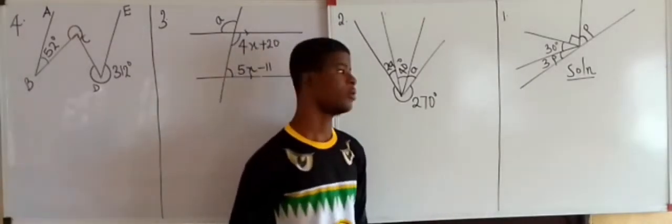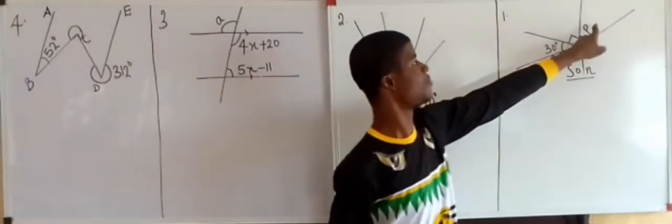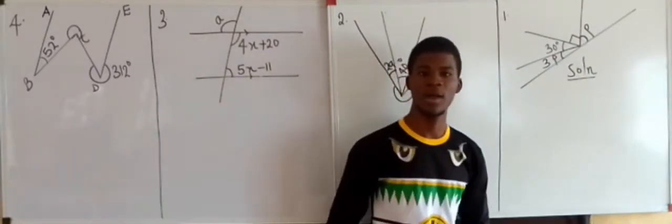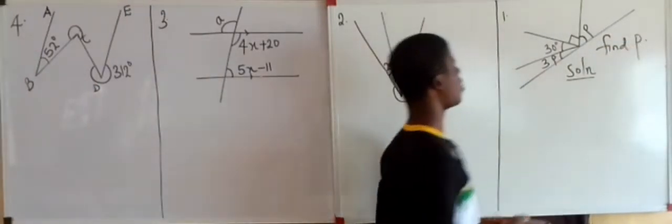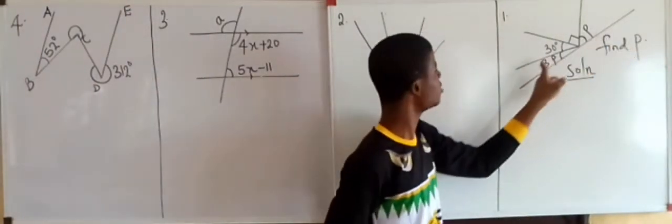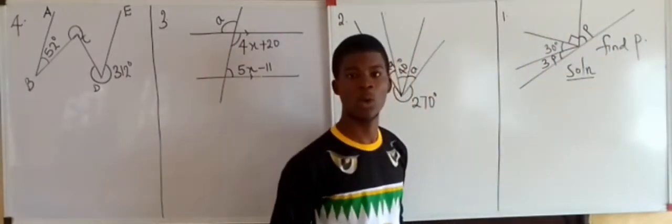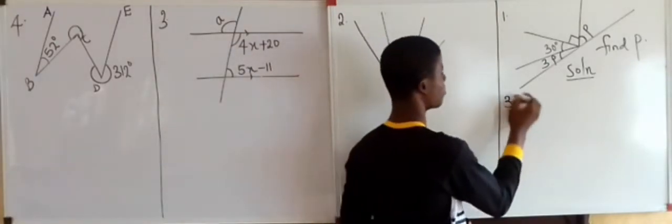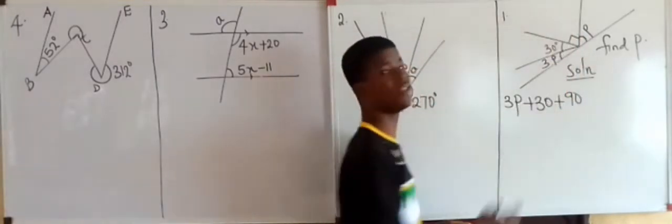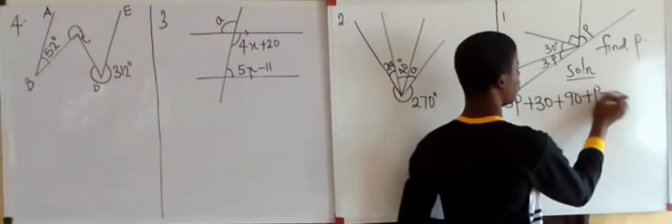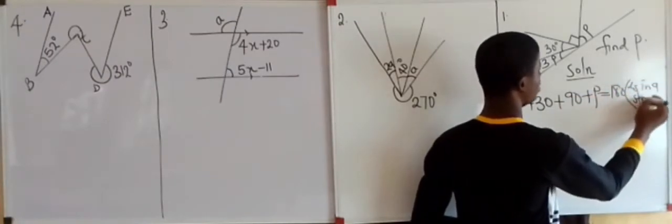Now the first question is here on the board. I have angle 3P, 30 and 90 degrees, and this is P. I'm asked to find the value of P in this question. This is a straight line, and these angles are on this straight line. You can recall that the sum of angles in a straight line is equal to 180 degrees. So this is 3P plus 30 plus 90. This is 90 degrees, whenever you see this sign it is 90 degrees. Plus P equal to what? 180 degrees. The reason is because of angles in a straight line.